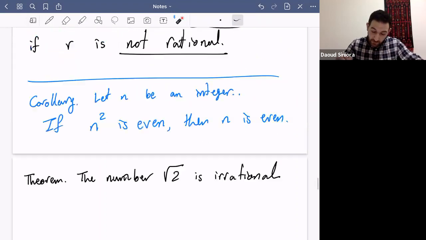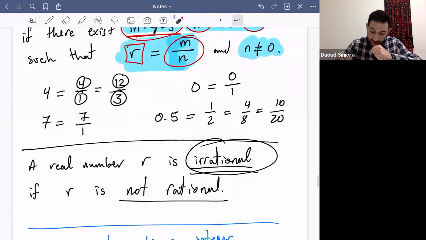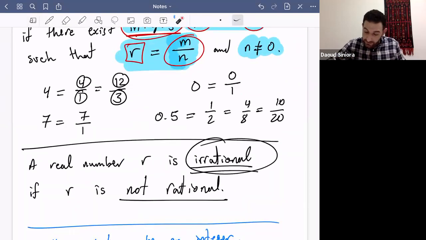Okay, let me say one more comment about rational numbers. Look here, if you have this rational number 10 over 20, we know that 10 and 20 have common divisors other than 1. For example, we can divide 10 and 20 by 5, or we can divide them by 2. So anyway, we can keep dividing.